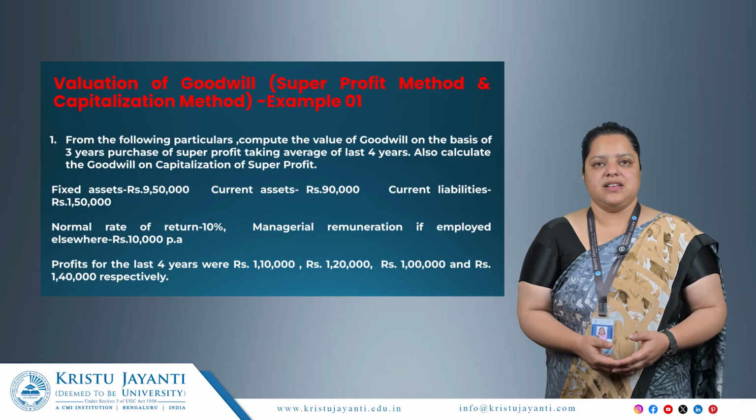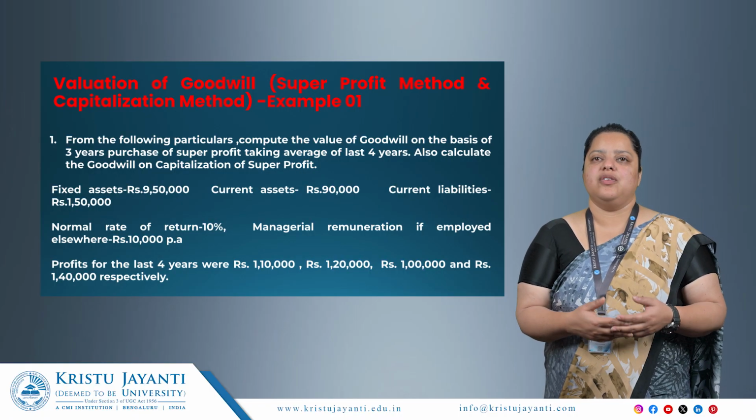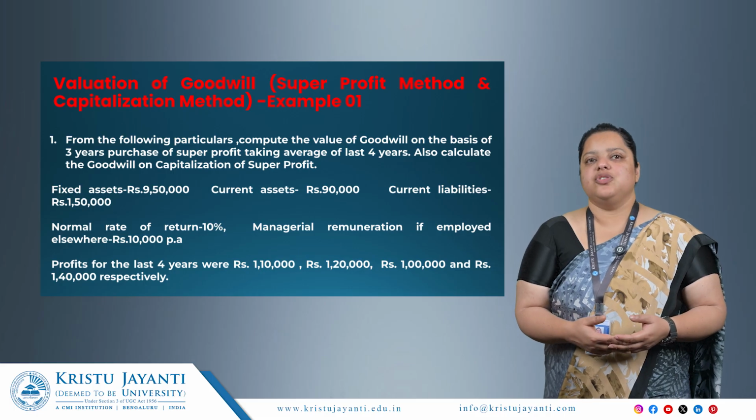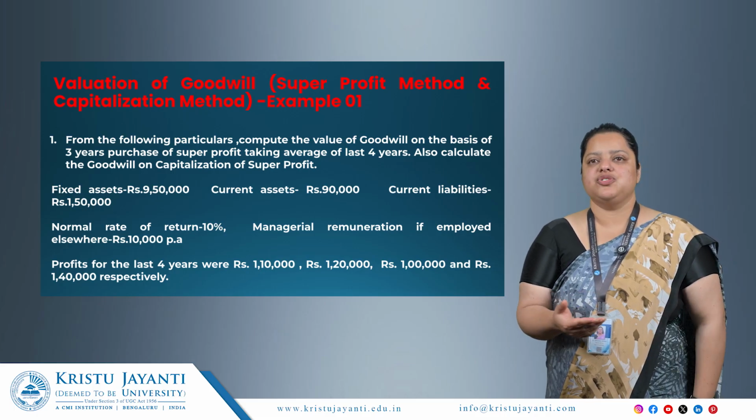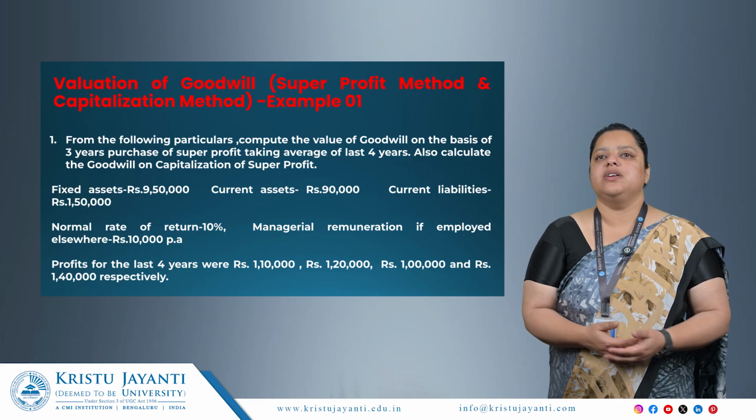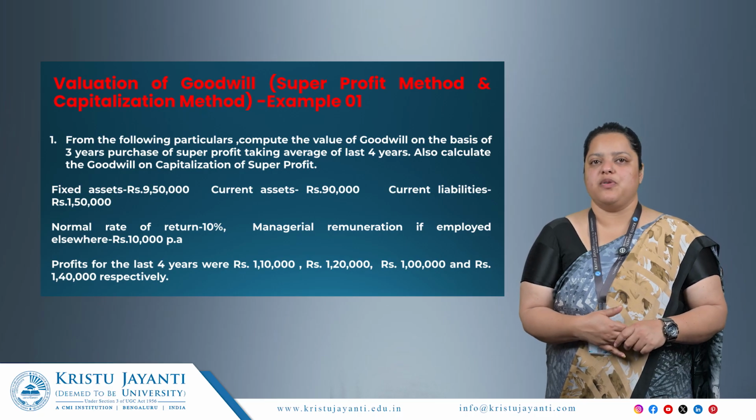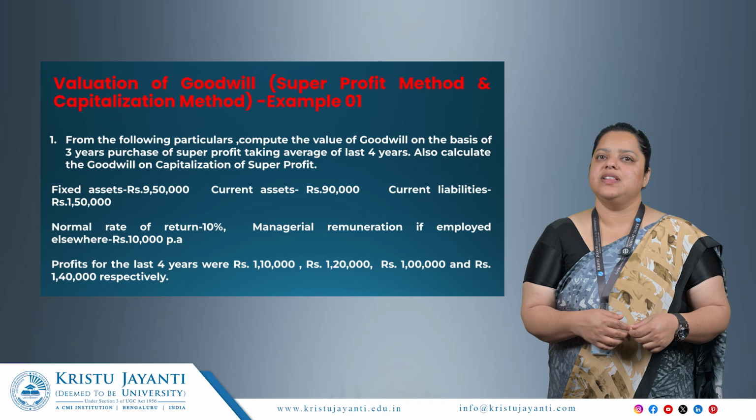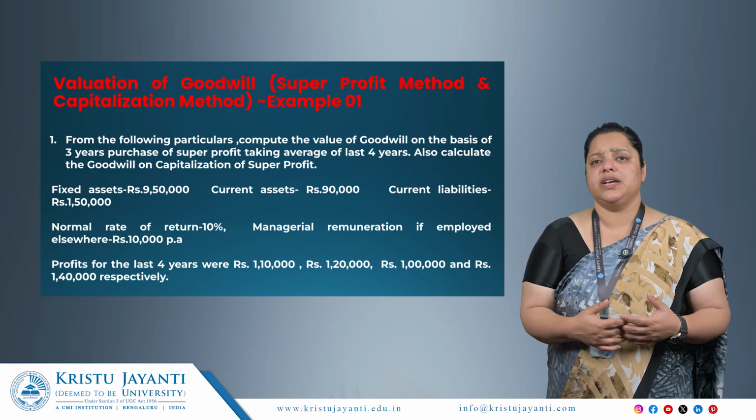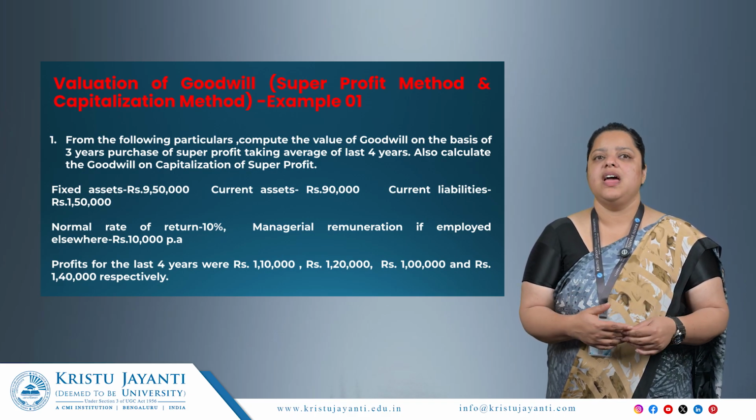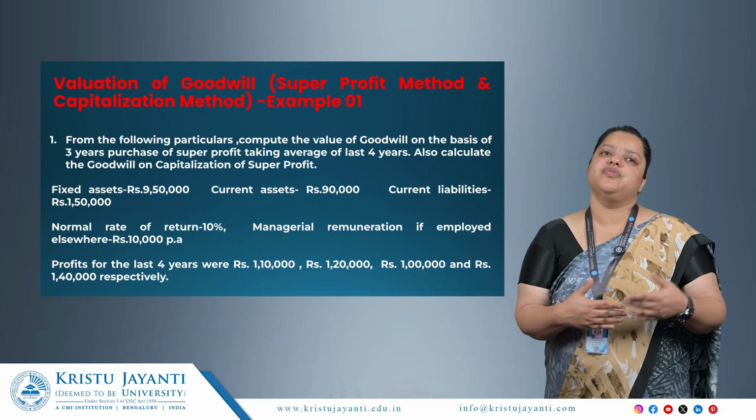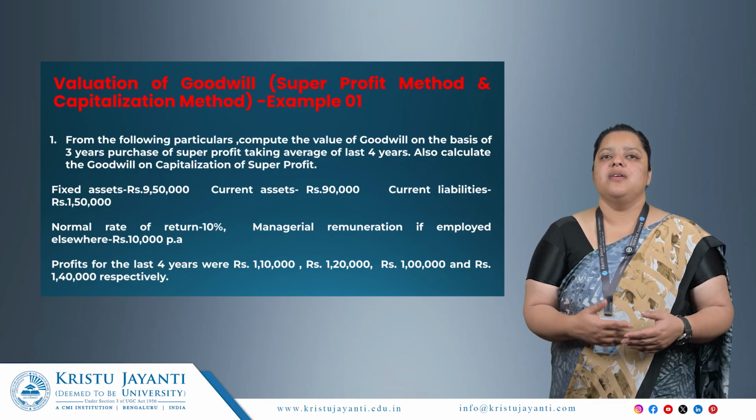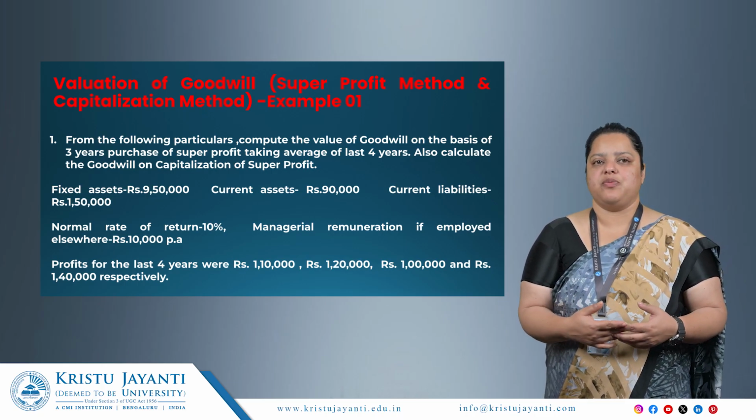Let's see one example. This is one example I have chosen. From the following particulars, compute the value of goodwill on the basis of 3 years purchase of super profit. Here you can see the number of years of purchase is given as 3, and we need to take the average of the last 4 years profit. Along with the super profit, we need to calculate the goodwill also based on the capitalization of super profit.